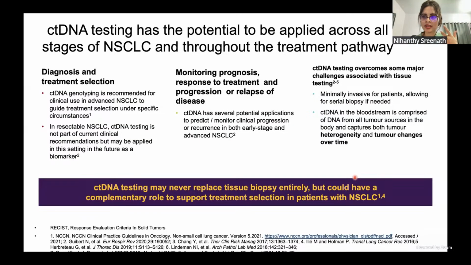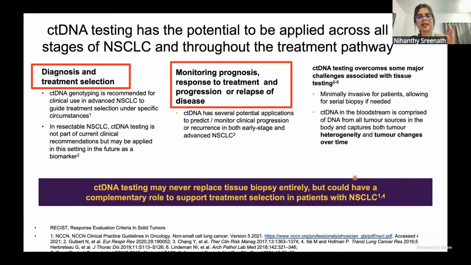Mainly in cases where there is a dilemma and the patient doesn't have adequate biopsy tissue, or in those who are in a very poor PS and in whom an invasive procedure may not be adequate. So mainly we need to look into diagnosis and treatment selection. And more importantly, liquid biopsy can be used for monitoring prognosis and response, whether they respond well, or in case of a progression or a relapse, we can even look into the various mutational status which can be seen further.